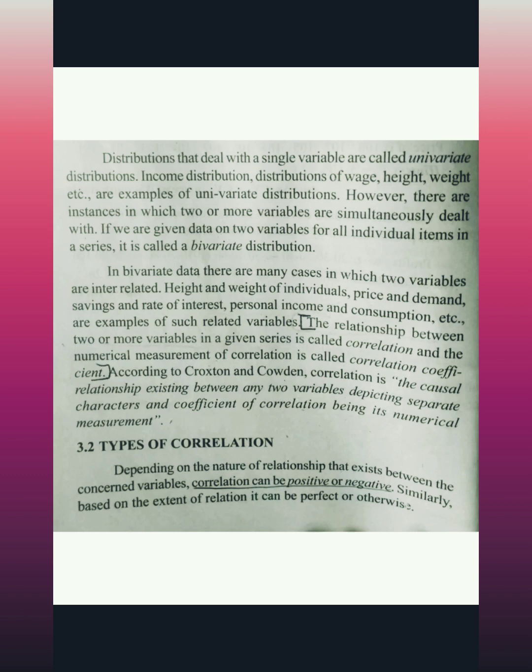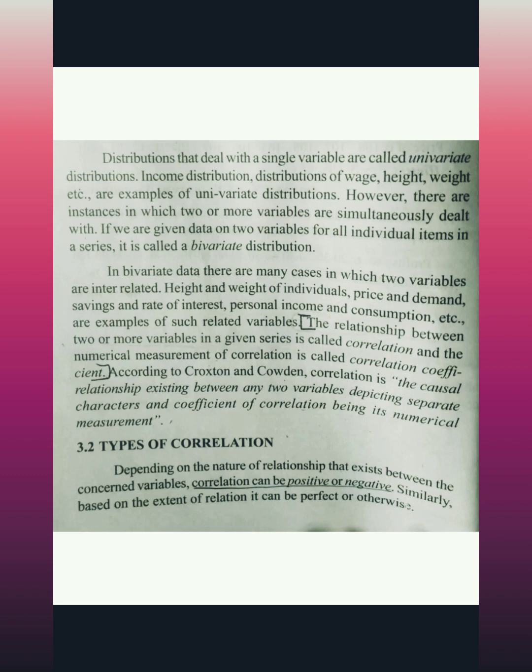Examples of univariate distribution are the height of a person, the weight of a person, or a wage distribution, etc. In the case of a bivariate distribution, examples are height and weight of a person, demand and price of a commodity, or savings and interest rate, etc. Clear? So correlation simply means the relationship between two or more variables.